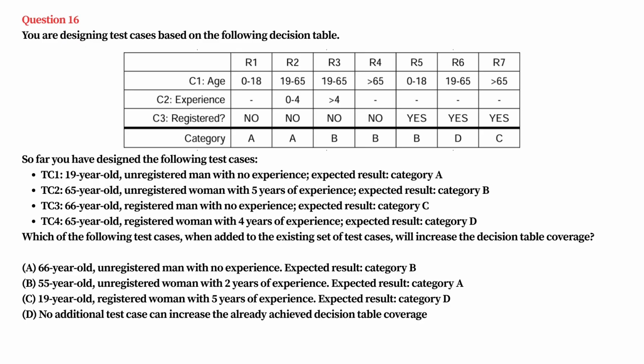Test cases TC1, TC2, TC3, and TC4 cover, respectively, rules R2, R3, R7, and R6 in the decision table. Answer A is correct. The conditions 66-year-old, unregistered, and no experience match rule R4, which is not covered by the existing test cases, so after adding this test case, the decision table coverage will increase.